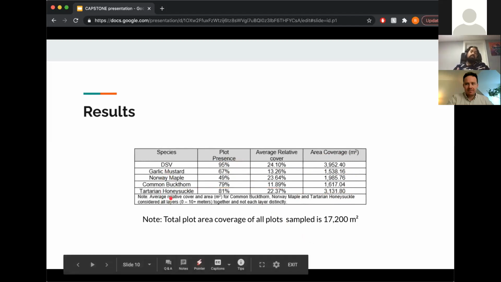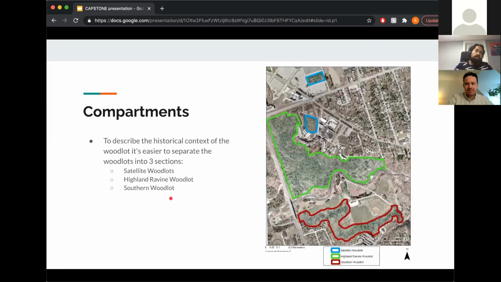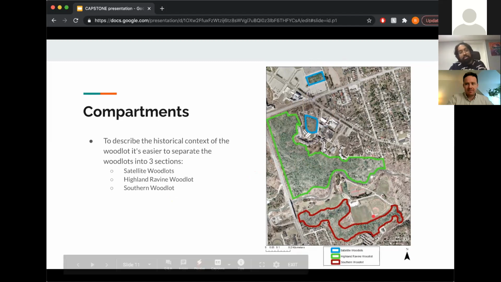And while the summary statistics present the big picture, to better understand how past land use changes could be linked to these distributions, it's better to consider specific woodlots. So to better explain this, I split the woodlot into 3 compartments. You've got the satellite woodlots here highlighted in blue, the Highland Ravine woodlot here in green, as well as the southern woodlot here in red. And we'll take a look at each one separately.